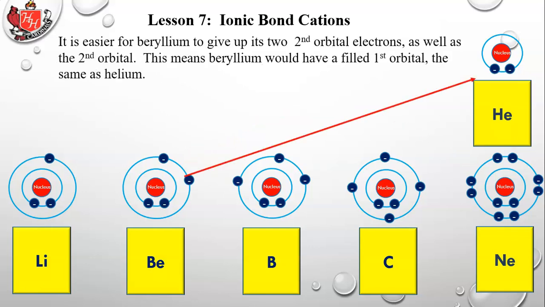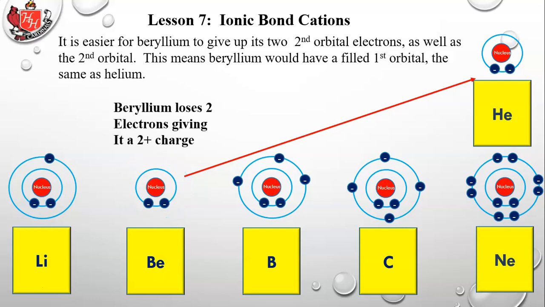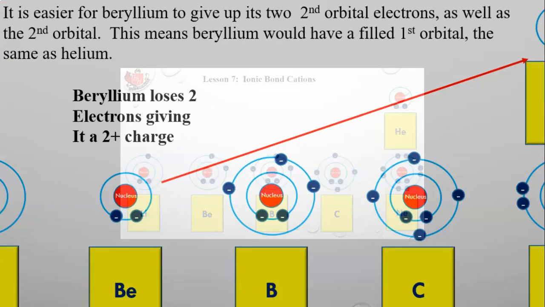It's easier for beryllium to give up its two second orbital electrons as well as the second orbital. This means that beryllium would have a filled first orbital, the same as helium. So beryllium loses 2 electrons, giving it a 2+ charge. 2+ meaning it has 2 more protons now than electrons because it gave up 2 of its electrons.